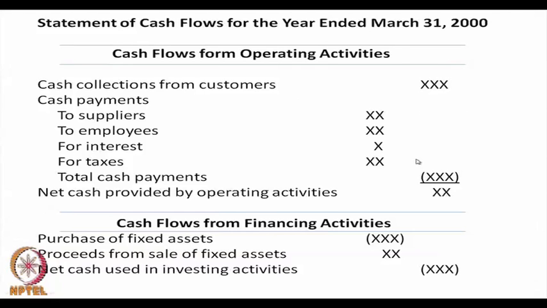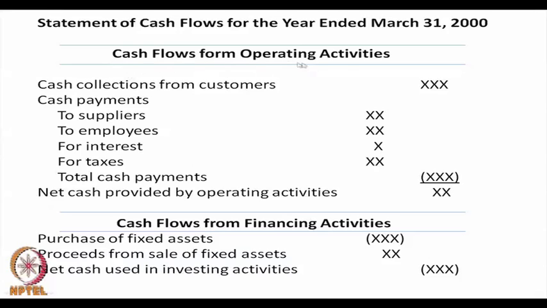Now, here we give an example of statement of cash flows for the year ended March 31, 2000. But of course, we have not given the actual values, but we are expecting the values will be here. Whatever we had written earlier, we are now tabulating them in a structured fashion.